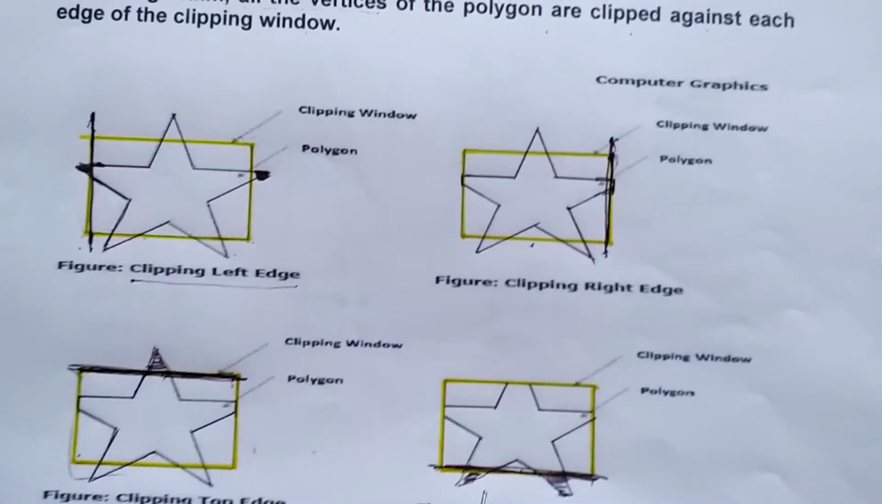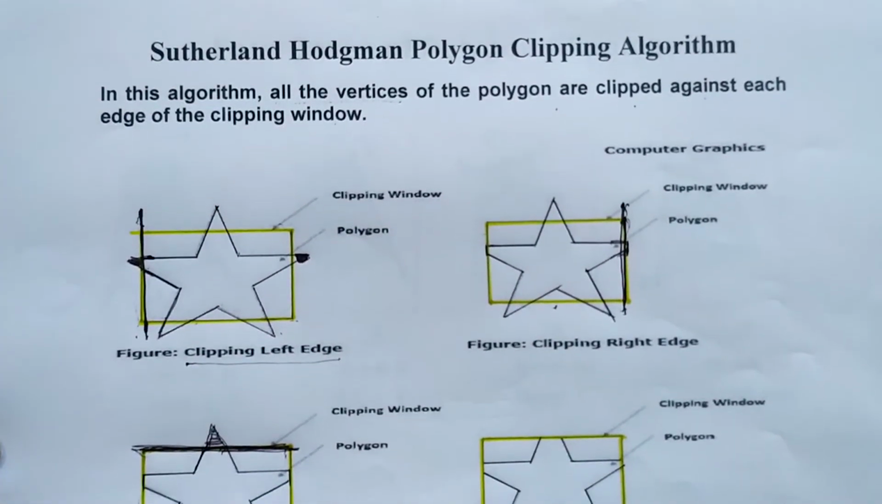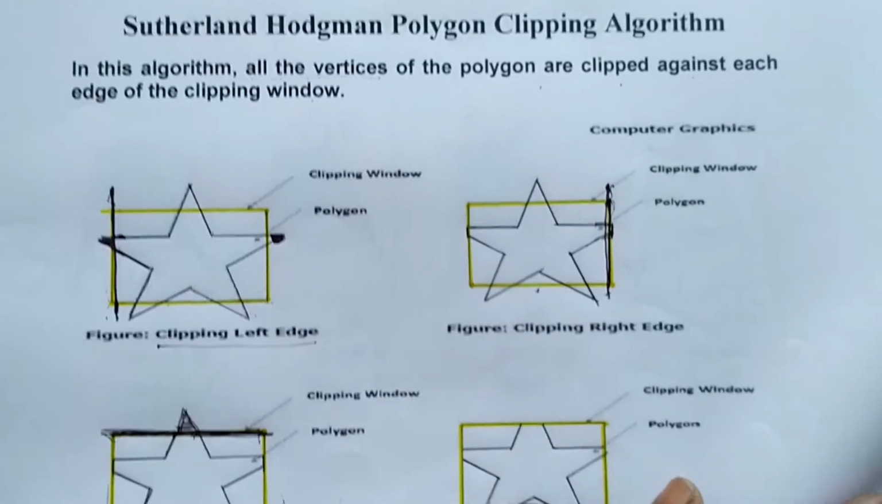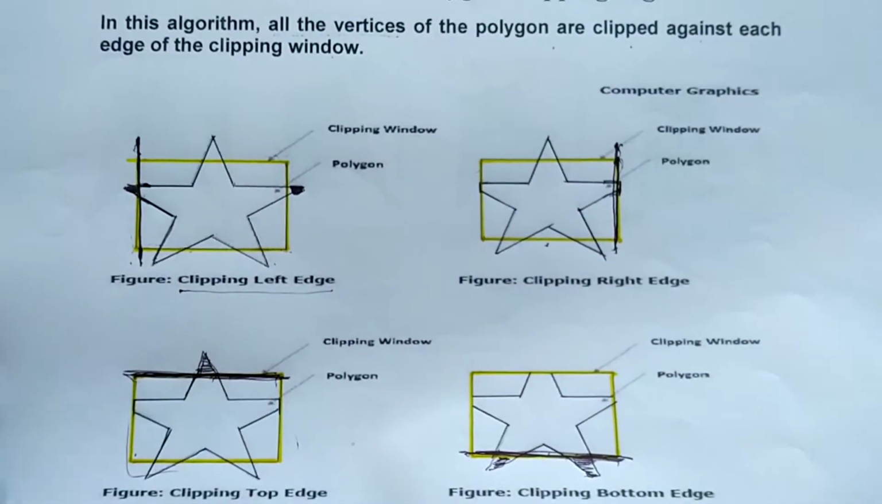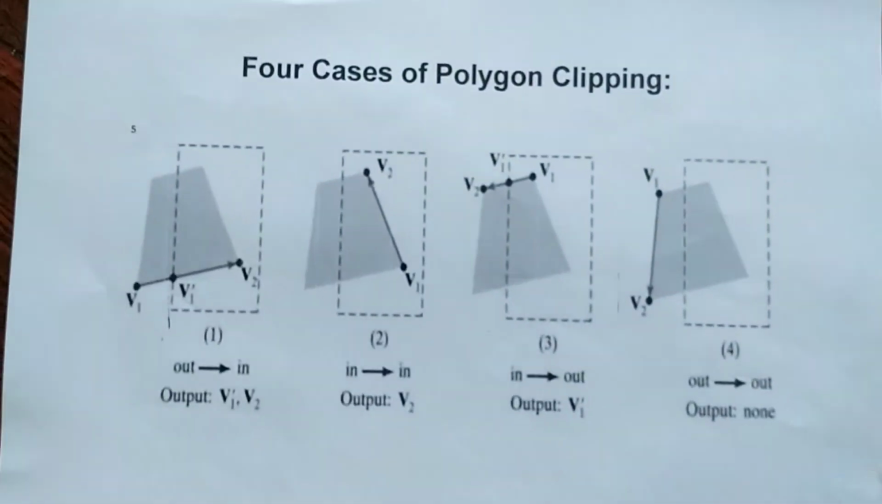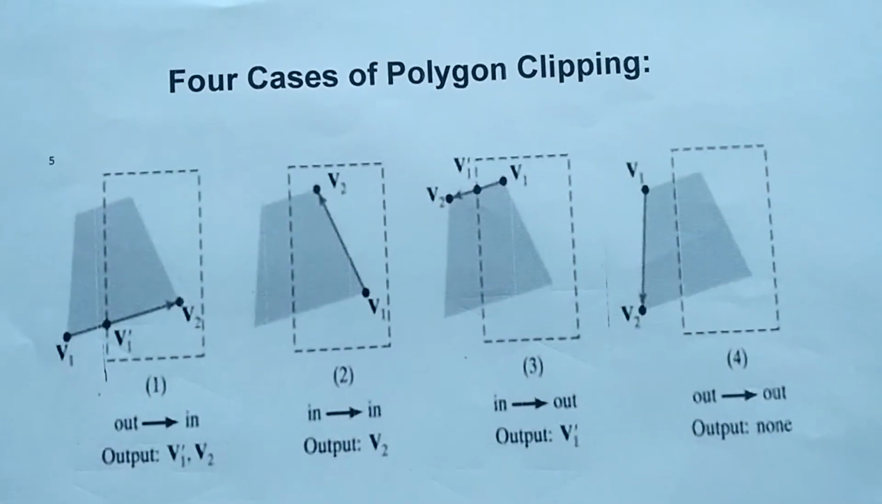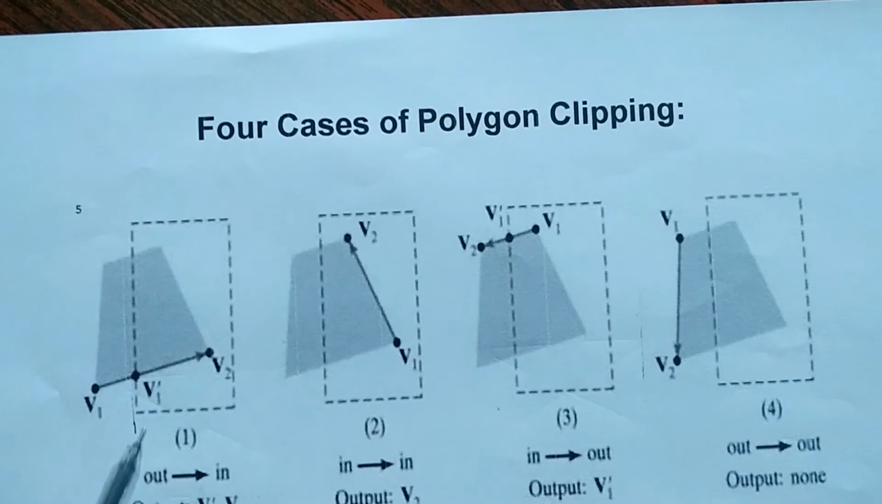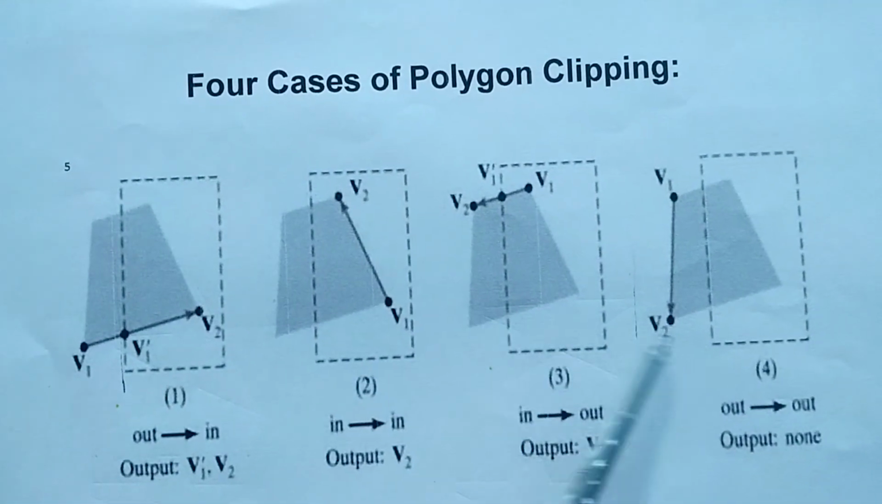This is how the Cohen-Sutherland polygon clipping algorithm will work. To perform this type of clipping of a polygon, we need to understand 4 cases. Whenever we need to thoroughly understand the polygon clipping algorithm, we need to keep these 4 cases in mind.